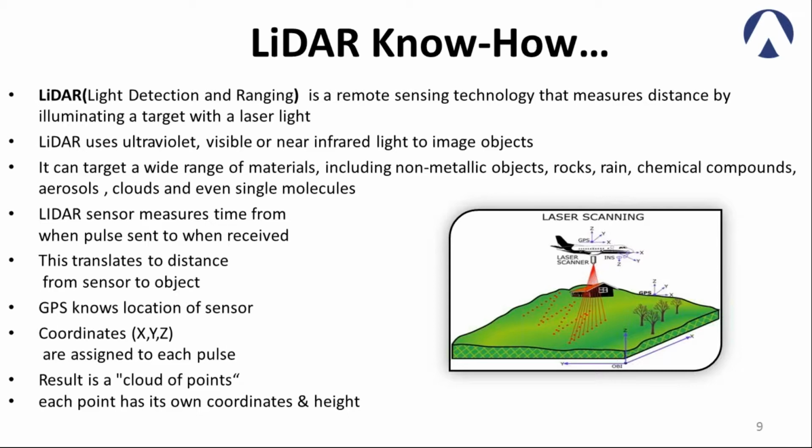This translates to distance from sensor to object, GPS knows the location of the sensor, then the coordinates x, y, z are assigned to each pulse. The result is a cloud of points. Each point has its own coordinate and height. And you can see on the screen how the path is defined using the GPS.